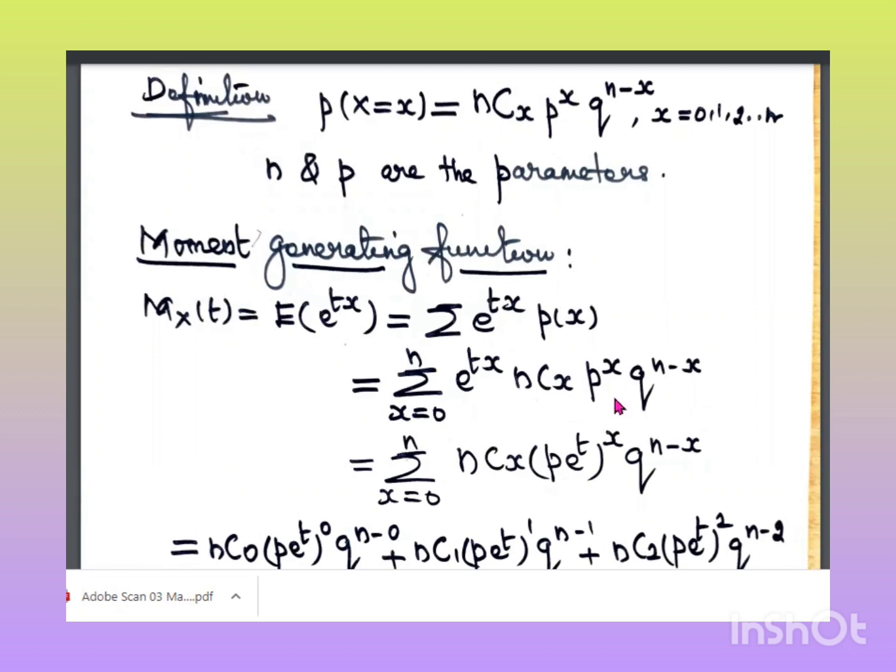In the next step, the first term is e power tx and the second is p power x. Both have x, so you can write the power x as a common factor. So summation x equal to 0 to n, nCx, p e power t power x, because p power x and e power tx can both be written together, into q power n minus x.